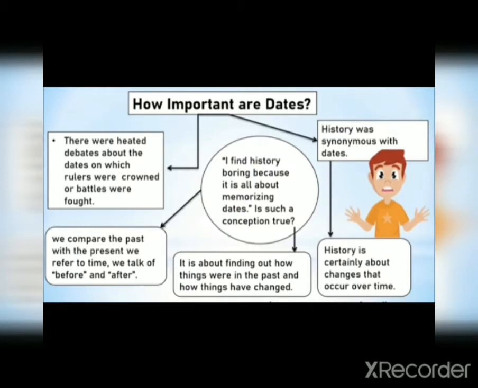In the common sense notion, history was synonymous with dates. You might have also heard people saying, I find history boring because it's all about memorizing the dates. But students, is such a notion true?